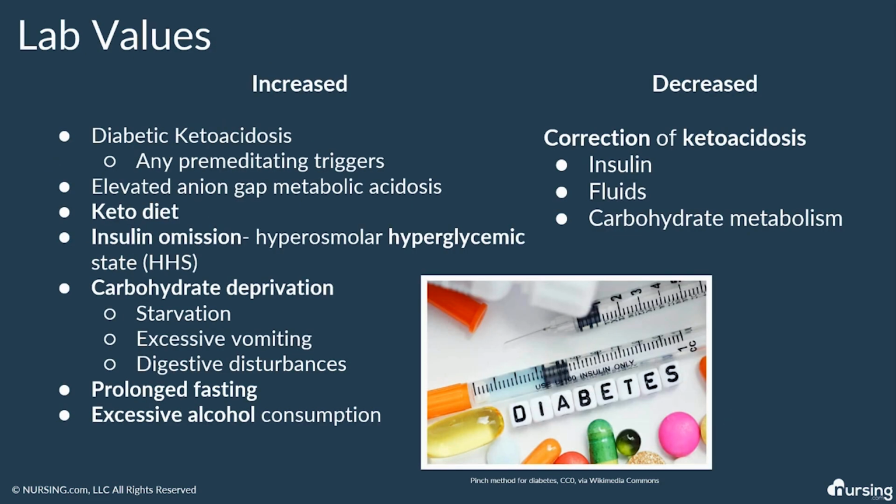Lab values will be increased with diabetic ketoacidosis, and it can be a result of any of those precipitating triggers. So this could be just low intake of food. It could be, with diabetes, if there's no insulin, right, that sugar isn't able to get into the cell. So therefore, the body goes into ketoacidosis.